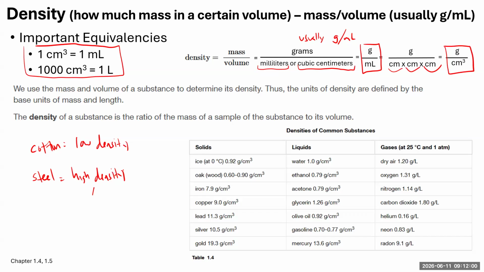You can feel it, right? If you take a piece of steel, you can't really squish it. It's already squished as much as it can. It's packed together, so it has a lot of atoms in a certain area. Let's say you take the same volume of cotton as you have steel. Cotton you could press and squish, so that's going to have less density, because there's going to be less mass in the same amount of volume.